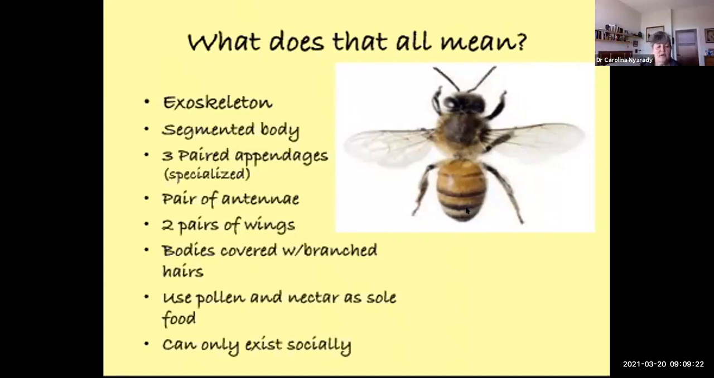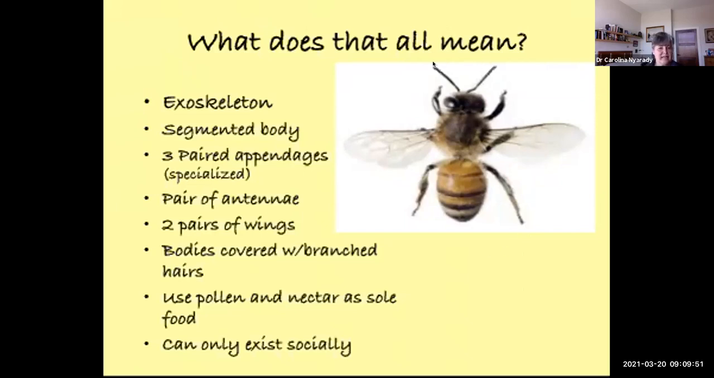And so they have a segmented body. We talk about the head, the thorax, and the abdomen, so we have three segments. We also have three pairs of appendages, right? One, two, three. And each one of these is specialized in terms of performing various tasks. And we'll look at that a little closer as we go a few slides over.